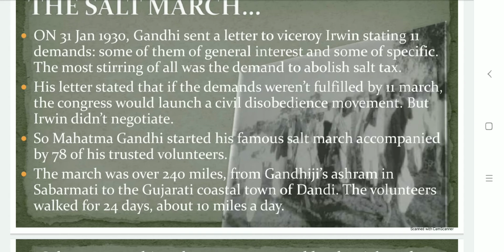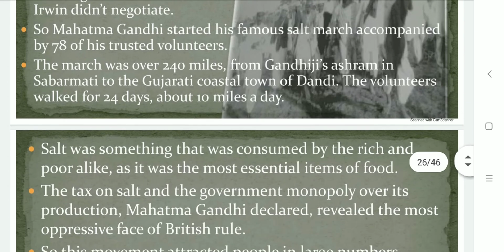So Mahatma Gandhi started his famous Salt March accompanied by 78 trusted volunteers. The march was over 240 miles. Imagine, 240 miles, from Gandhiji's ashram, that is from Sabarmati Ashram, to the coastal area of Dandi. The volunteers walked for 24 days, about 10 miles a day.